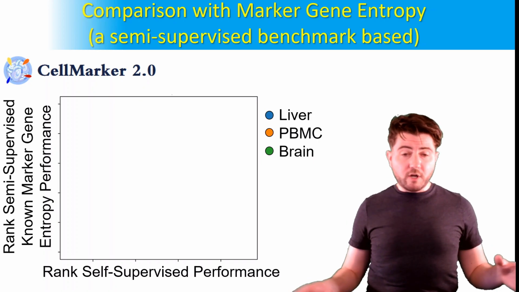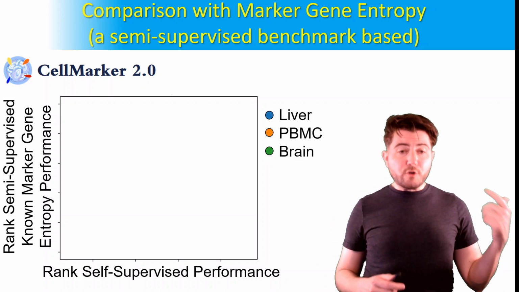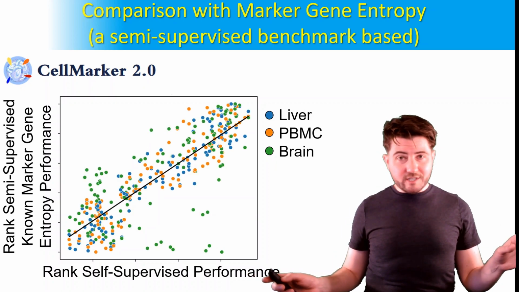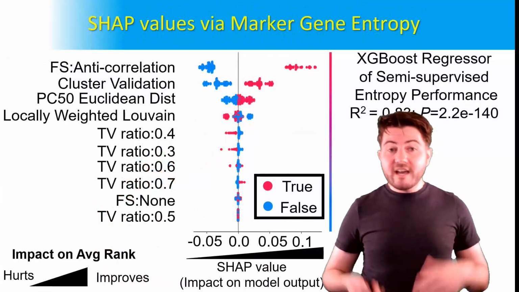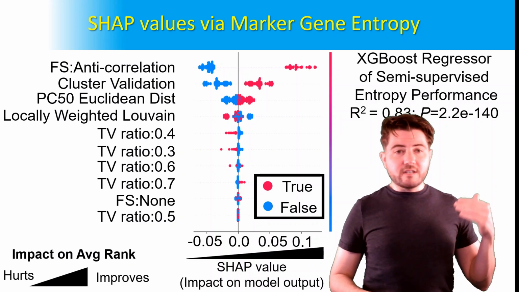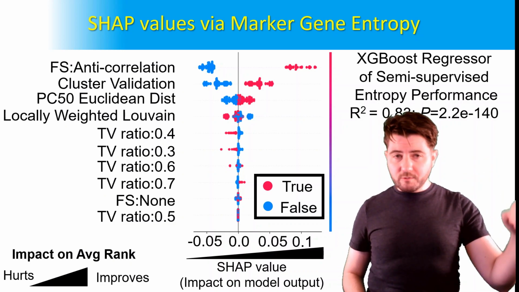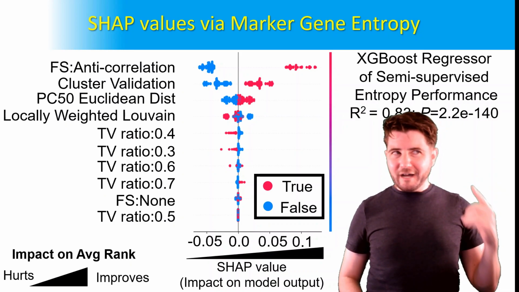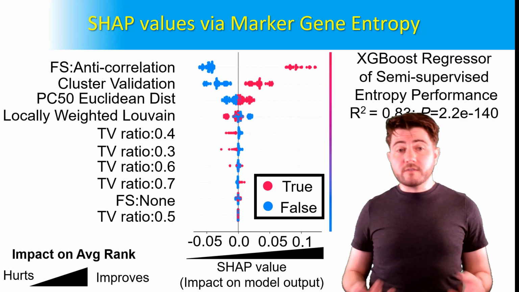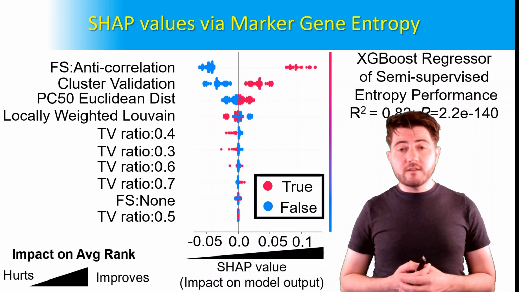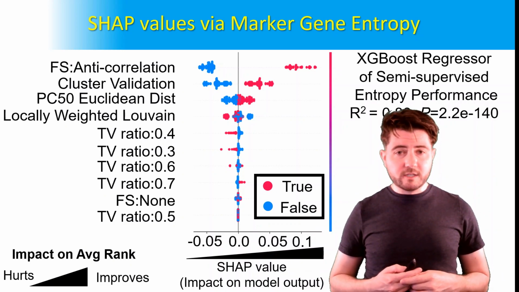And so if we look at the scatter plot, on the x-axis is the self-supervised benchmark performance, and on the y-axis is this semi-supervised known marker gene entropy-based performance. The correlation was rather surprising to me how strong it was. Obviously highly significant. And if we look again at those Shapley values that came out, the anti-correlation based feature selection, which is an algorithm that I just published, was again at the top, along with application of the cluster validation algorithm, as well as this one, I will admit, surprised me. I was expecting the other distance metric to win, but reduction down to the first 50 principal components into the Euclidean distance was actually the best performing method in both the marker gene entropy approach as well as the self-supervised benchmark approach.